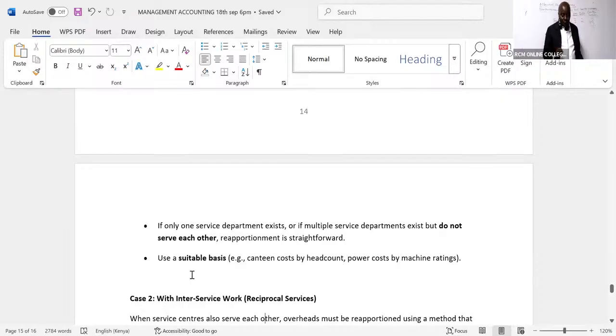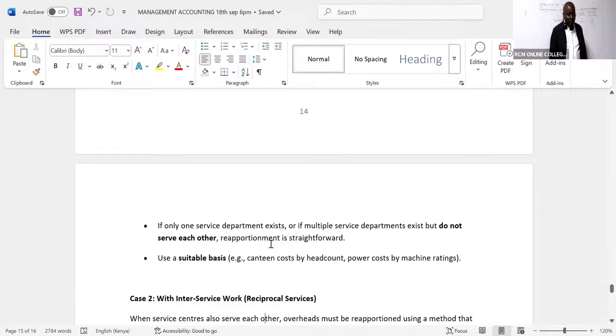So give me first dash that if only one service department exists, or if multiple service departments exist but do not serve each other, reapportionment is straightforward.